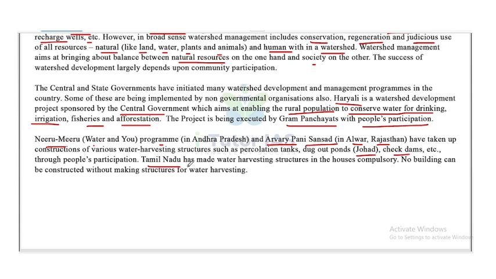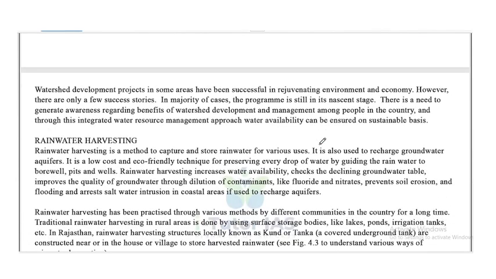So the Tamil Nadu government made water harvesting structures in houses compulsory. That means no building can be constructed without making a structure for water harvesting. The watershed development projects in some areas have been successful in rejuvenating environment and economy. However, there are only a few success stories. In the majority of cases, the program is still in its nascent stage. There is a need to generate awareness regarding benefits of watershed development and management among people in the country. And through this integrated water resource management approach, water availability can be ensured on a sustainable basis.